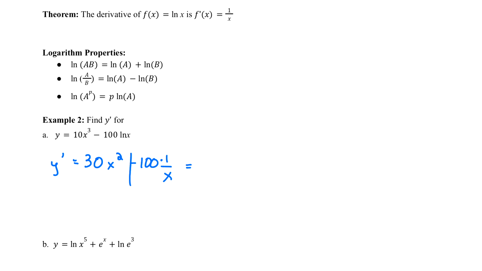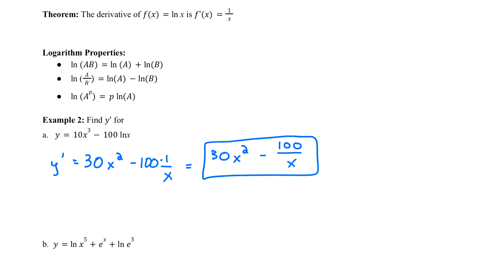I don't think that second term looks particularly nice, so I'm going to rewrite this as 30x squared minus 100 divided by x. I think that just looks a little bit nicer. Here we just had natural log of x by itself, so we didn't really have to simplify anything.